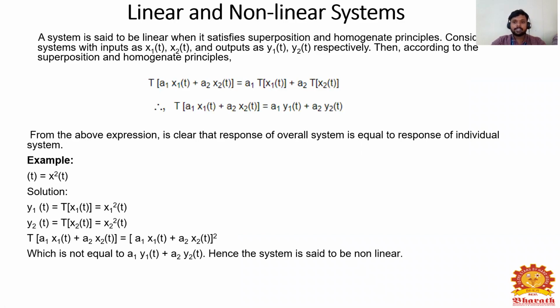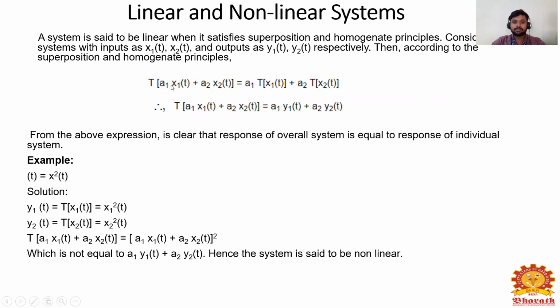So the first type is linear and nonlinear systems. A system is said to be linear when it satisfies superposition and homogeneity principles. Consider two systems with inputs x1 of t and x2 of t and outputs y1 of t, y2 of t respectively. According to the superposition and homogeneity principle, T of a1 x1 of t plus a2 x2 of t is equal to a1 T of x1 of t plus a2 T of x2 of t.